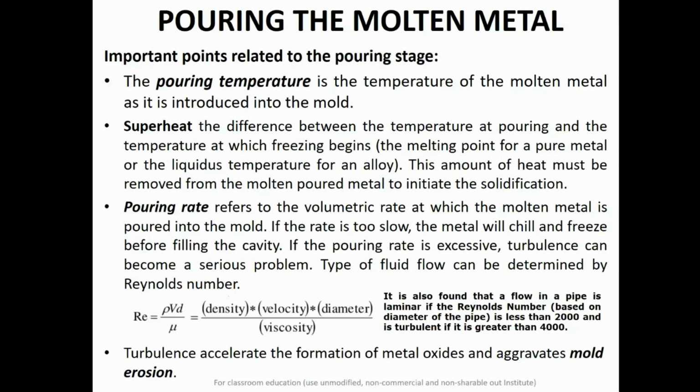So before pouring the molten metal into the die cavity, you must calculate this Reynolds number in order to anticipate the type of the fluid flow into the mold cavity.